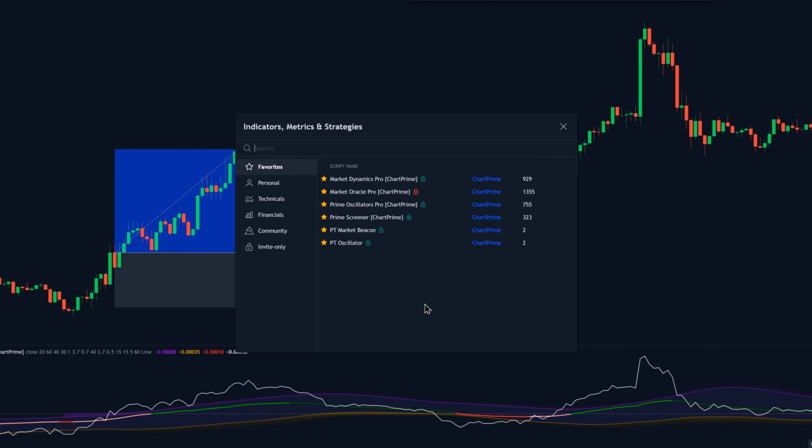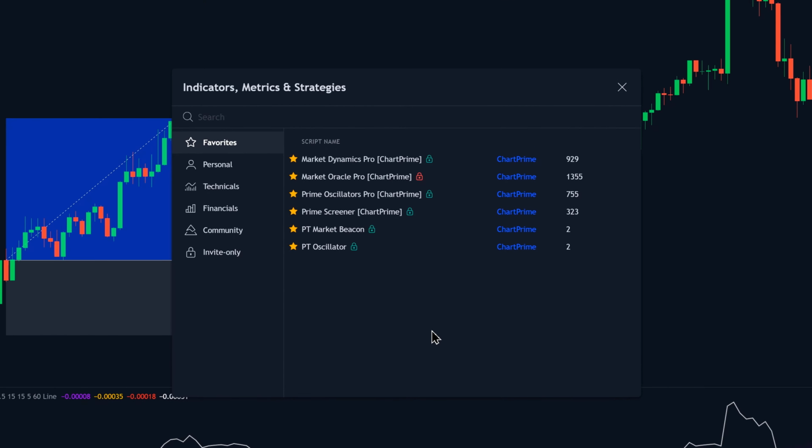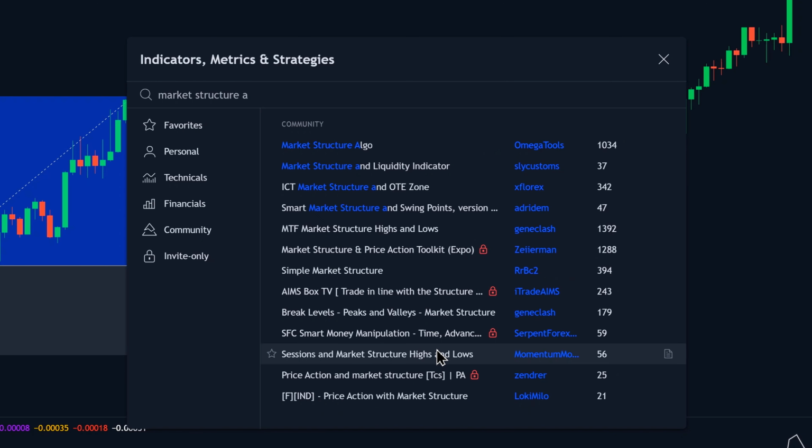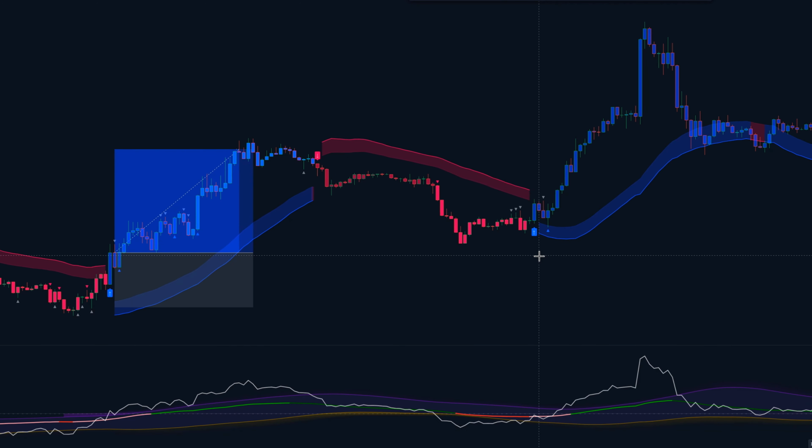Now, to add the extra indicator that we need, we're going to open the indicator search tab and type in Market Structure Algo, this one by Omega Tools. We're going to be using this new indicator to identify pullbacks in the market.